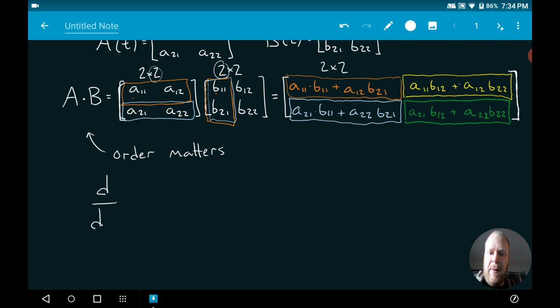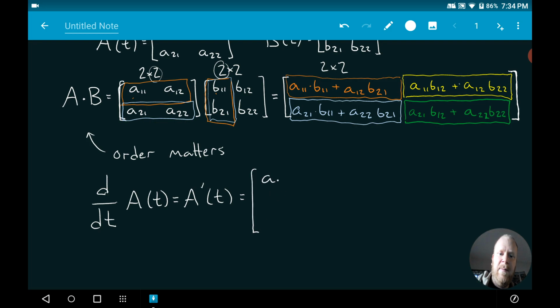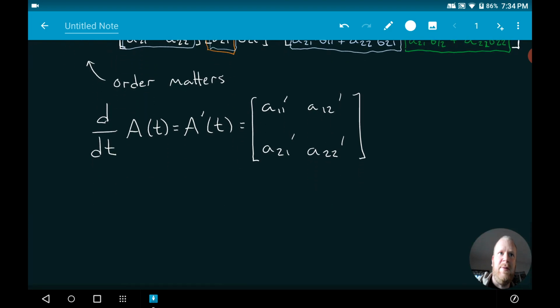There's a couple pieces of calculus that we can apply to matrices that you would probably do on accident, even if I didn't tell you how to apply them. But if we take the derivative with respect to t of a matrix, that's going to be denoted with a dash there. But this will just be the individual derivatives of all the individual entries.